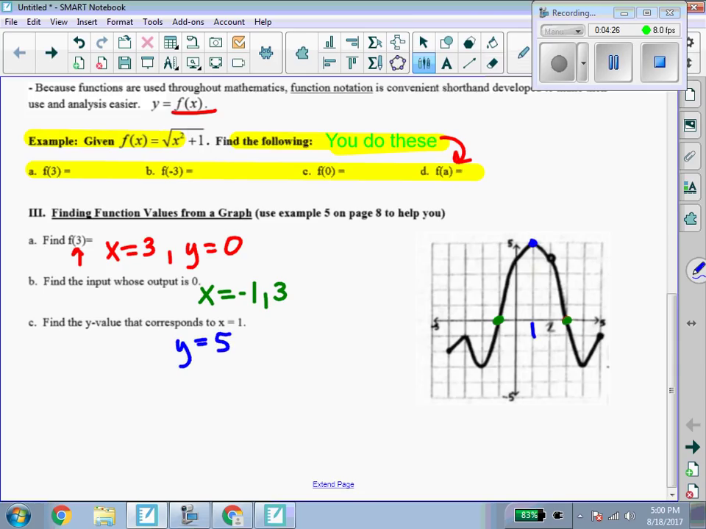Also take a moment to see if you can find the domain and the range of this function in interval notation. If you are unsure, we're going to talk about that in just a second.